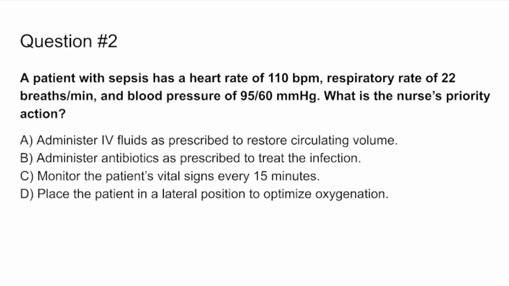is 95/60, that's what we're worried about, because one, it puts the patient at risk for falling, hypotension, orthostatic hypotension, and that's not addressing the problem right now. B, why would we administer antibiotics when it doesn't say anything about the patient having an infection? So we don't want to give more to the question than what's provided to us. And D, we don't want to put the patient in the lateral position. If anything, we want to put them in a high Fowler's position.